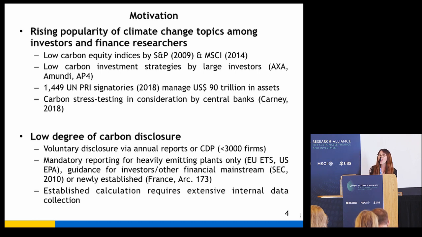The first one is because we have a rising interest in using carbon emission as a proxy for climate transition risk at firm level. So what we have is a lot of low carbon indices developed by S&P and also developed by MSCI. On the other hand, we also have commitment from institutional investors to a low carbon investment strategy, and we also have the UNPRI signatories. And then last but not least, we also have the carbon stress testing that is currently proposed by Carney for the Bank of England and for the other banks in Europe.